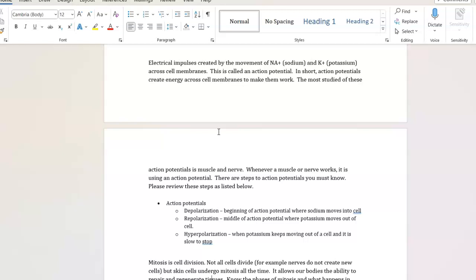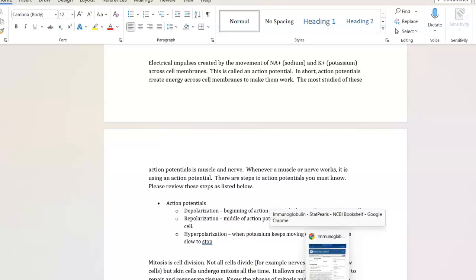Don't get nervous. Okay, so sodium and potassium are charged particles that cross muscle and nerve membranes. They do cross other cell membranes as well. Let's just focus on muscles and nerves. The movement of sodium and potassium is called an action potential. Okay, and this action potential causes electrical movement to move down a muscle cell or down a nerve cell to send a signal to make them work. Okay. There are 3 steps to an action potential.